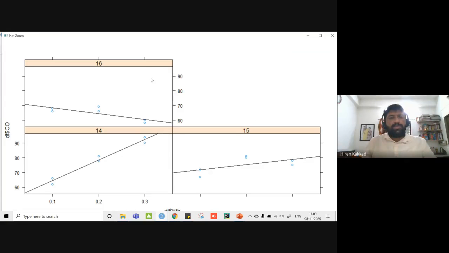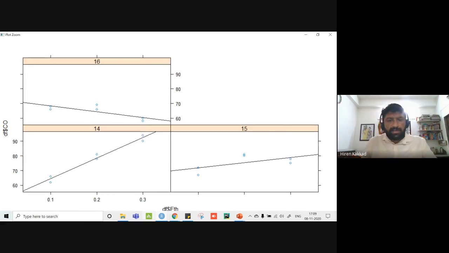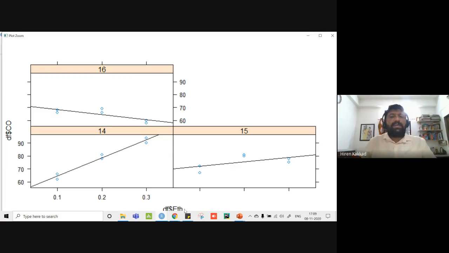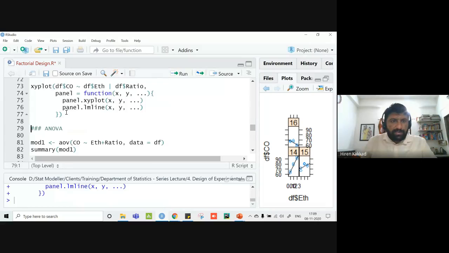So in the lattice package, you can arrange likewise. So here on the y-axis, carbon monoxide is there. On the x-axis it is ethanol, and here this 14, 15, and 16 is nothing but the AF ratio, that is air to fuel ratio, and then it is showing you the impact of it. So you can have the idea of what is impacting in which way, right? So that is where we can use the lattice package.